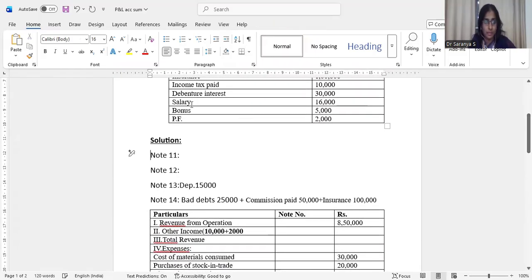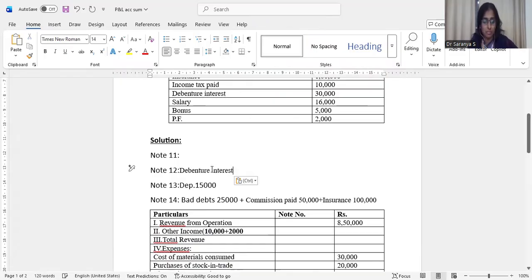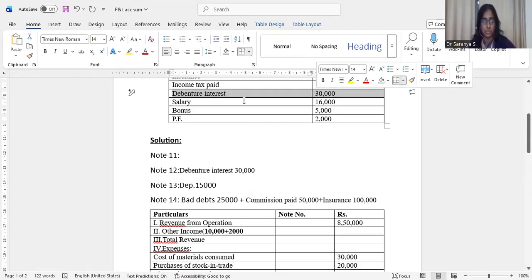Okay, then the next item, we have debenture interest. Debenture interest is our finance cost. Debenture interest is how much? 30,000. Okay, so debenture interest is nothing but finance cost 30,000, under note number 12, finance cost.